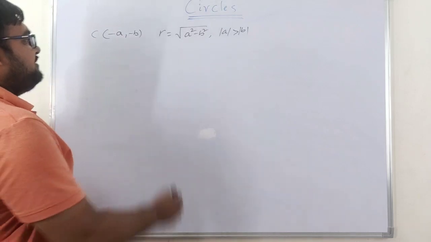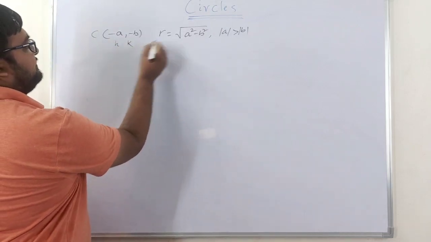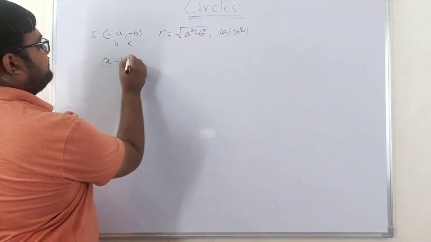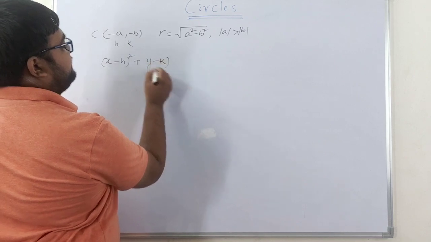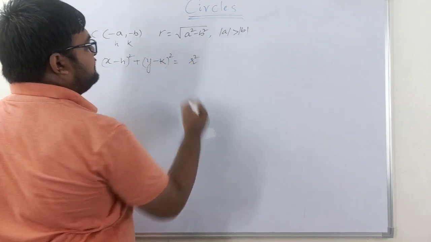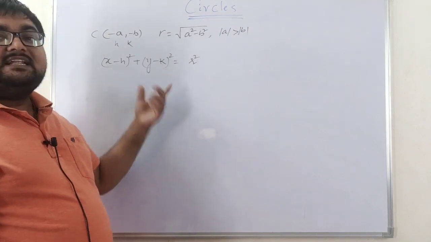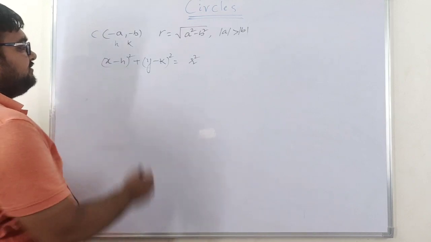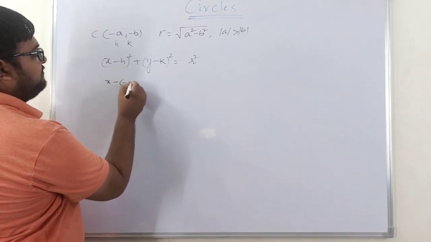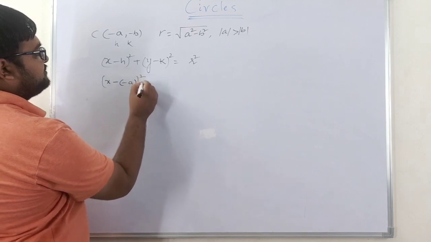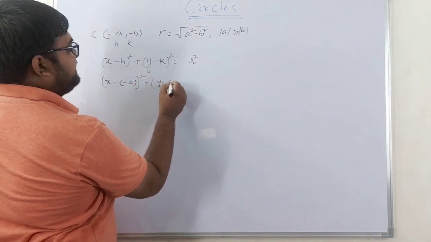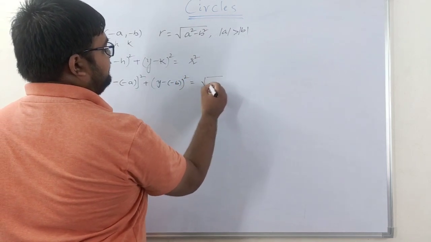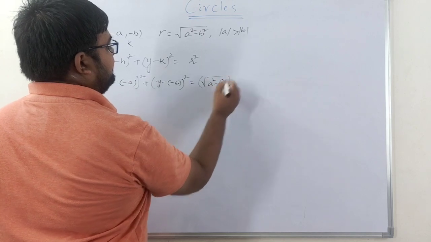So what is center radius formula? Let this be some h comma k and this is nothing but r. Then what is the formula? X minus h whole square plus y minus k whole square is equal to r square. So this is nothing but center radius form, right? Now substituting the values, so what we are going to get? X minus of minus a whole square plus y minus of minus b whole square is equal to square root of a square minus b square whole square.